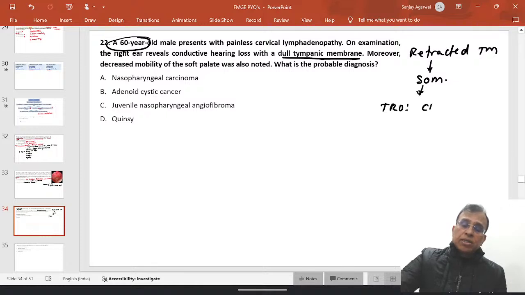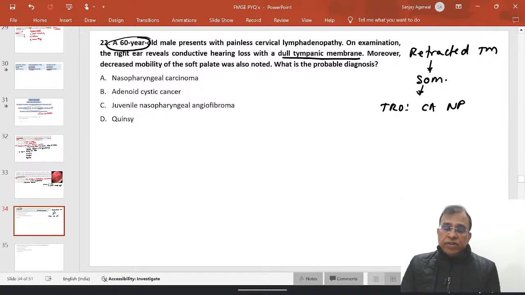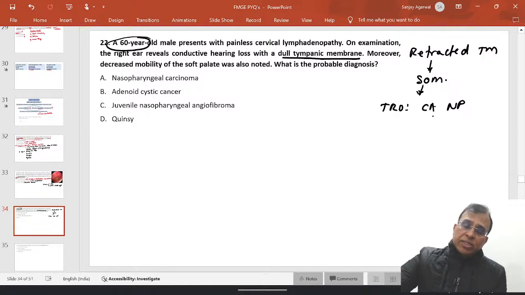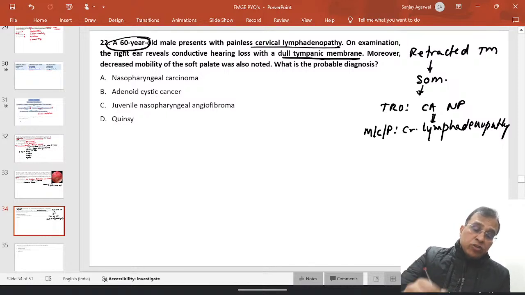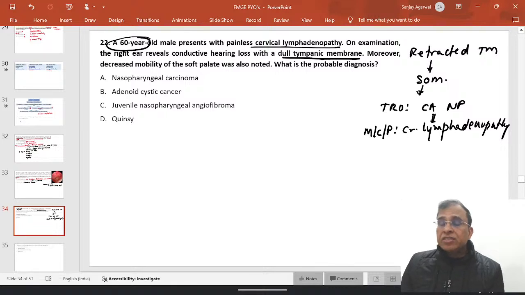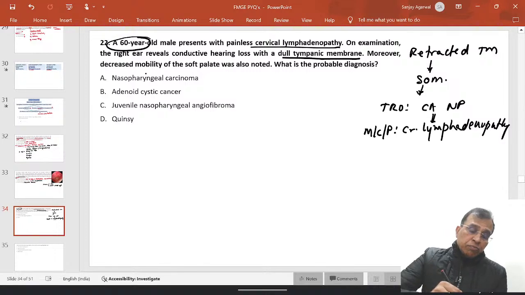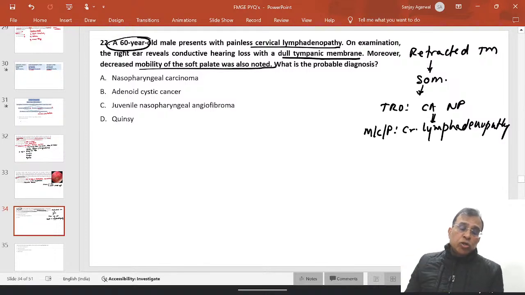what? Carcinoma of nasopharynx. In every adult with unilateral serous otitis media, you should rule out nasopharyngeal carcinoma. What is the most common presentation in nasopharyngeal carcinoma? Most common presentation in nasopharyngeal carcinoma is cervical lymphadenopathy. It's a very popular MCQ. And in this case, the patient has cervical lymphadenopathy. An adult with cervical lymphadenopathy and serous otitis media is most likely having a nasopharyngeal carcinoma. Moreover, the mobility of the soft palate is also decreased.